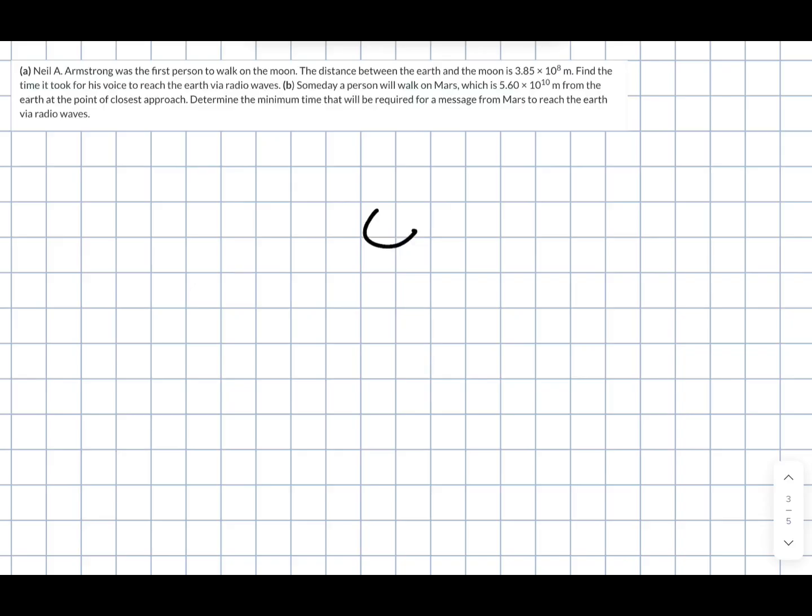Alright, Neil A. Armstrong was the first person to walk on the moon. The distance between the Earth and the moon is 3.5 times 10 to the 8th meters. A, find the time it took for his voice to reach the Earth via radio waves. And then B, someday a person will walk on Mars, which is 5.60 times 10 to the 10th meters from the Earth at the point of closest approach. Determine the minimum time that will be required for a message from Mars to reach the Earth via radio waves. Alright, so again, I want to start off by drawing an image that works for us.